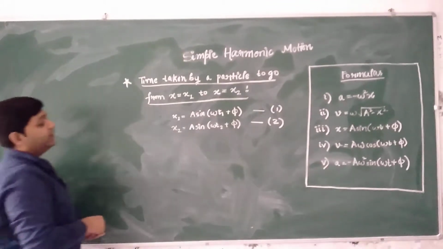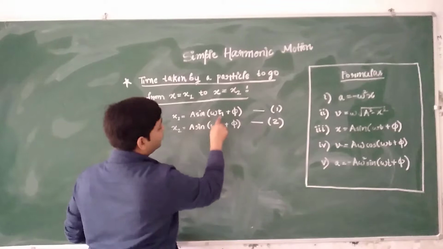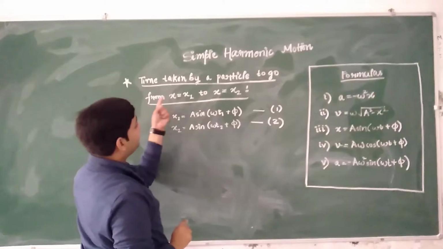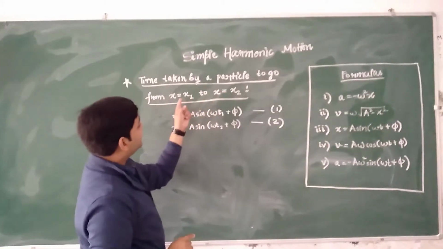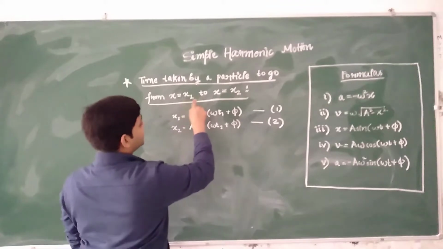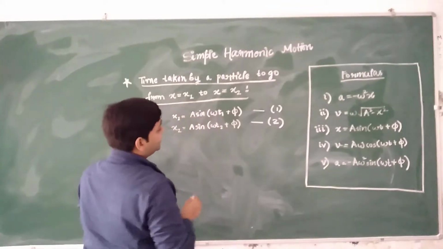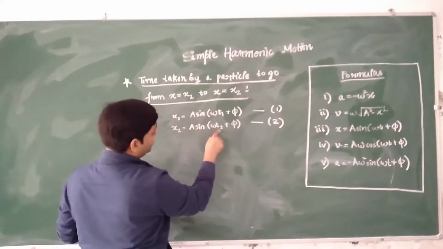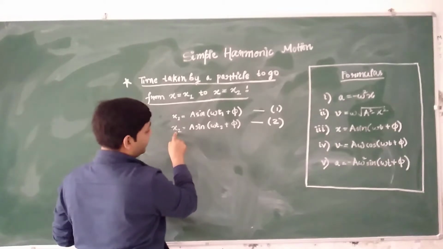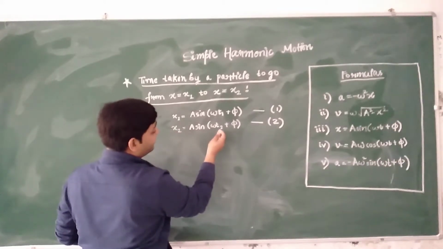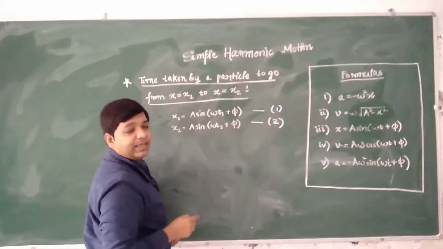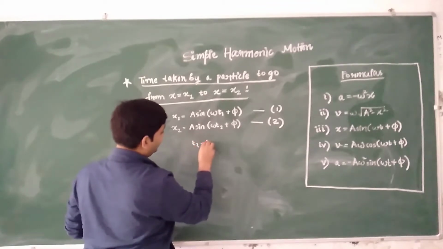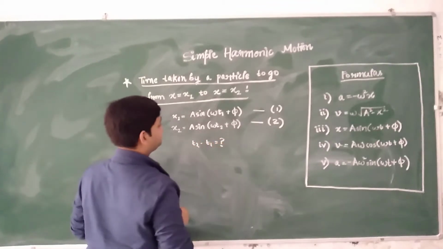Now what we want to calculate is the value of t2 minus t1, because if we calculate t2 minus t1, we will get the time taken by the particle to go from position x1 to position x2, right? Because at time t1 the position of the particle is x1, and at time t2 the position of the particle is x2, right? So if we calculate the difference of time t2 minus t1, then we can calculate the required time. So basically we want to calculate t2 minus t1.